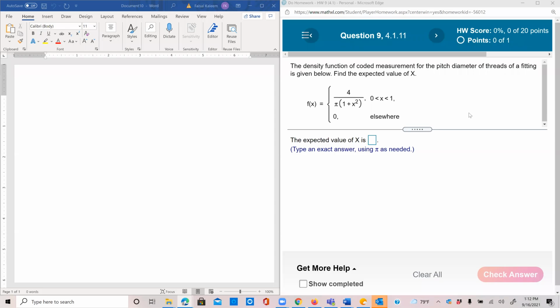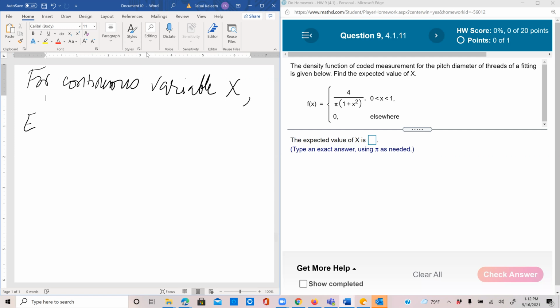So now we're going to do the expected value of continuous random variables. So for continuous random variables, the expected value. Remember for discrete, it was the summation of x fx. So for continuous, it will be the integral of x fx from negative infinity to infinity.